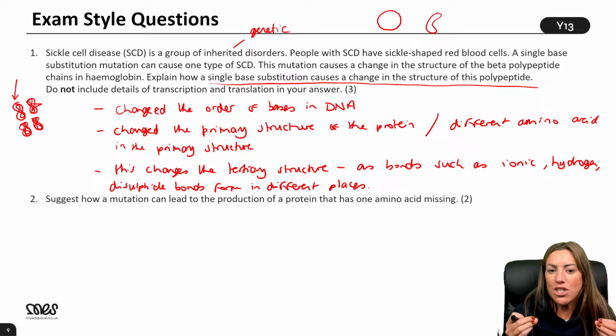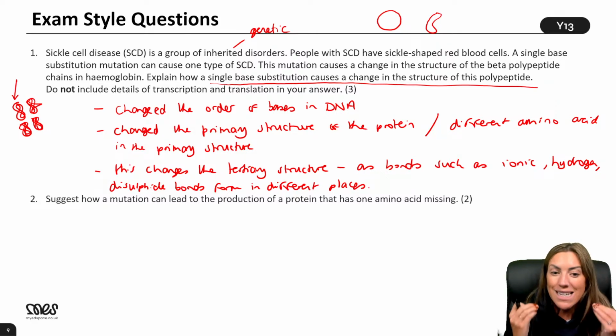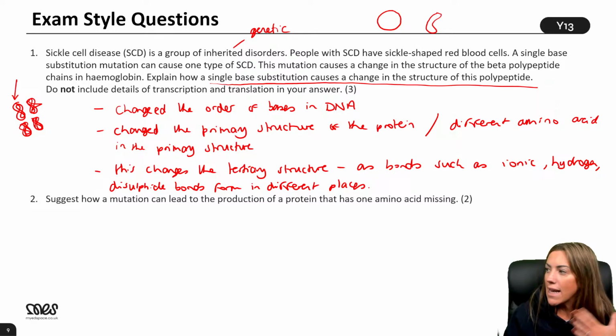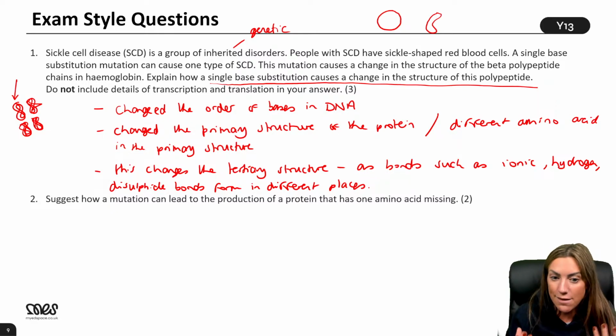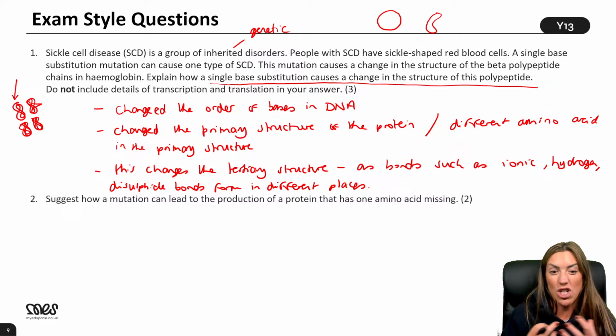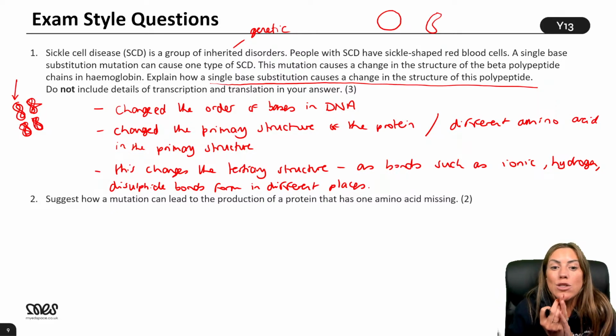Even though it's a single base substitution, obviously we know it's not silent. It must have changed the amino acid because it's resulted in a really serious disease. It's resulted in non-functional hemoglobin. So we know it's not silent. We know that substitution must have changed the amino acid. So we've changed the order of bases, it must have changed the amino acid, so we've got a different sequence of amino acids, which must have changed the tertiary structure. We must have these ionic or hydrogen or disulfide bonds forming in different places, different tertiary structure. That's why hemoglobin is not the right shape and it's non-functional.